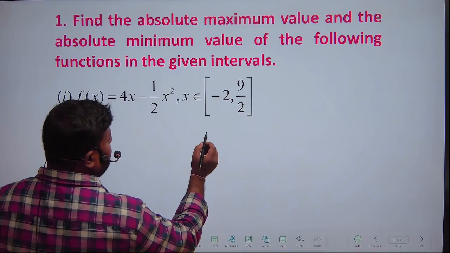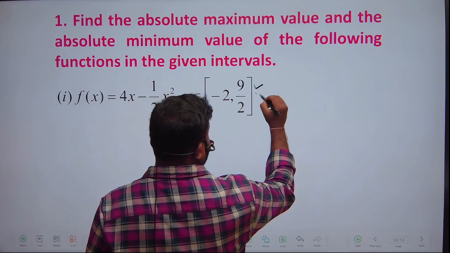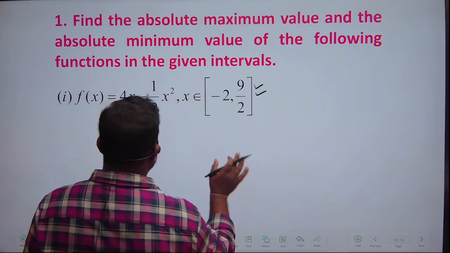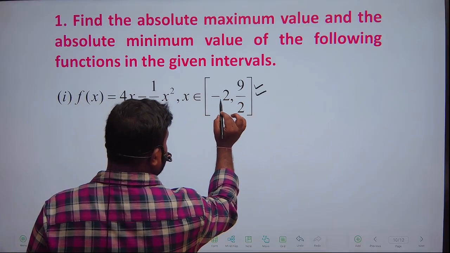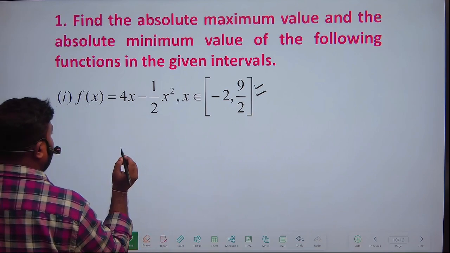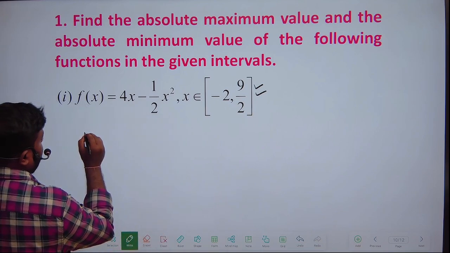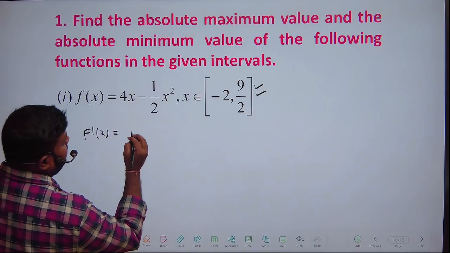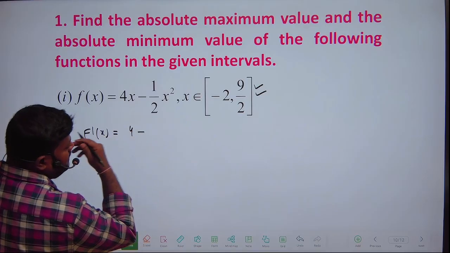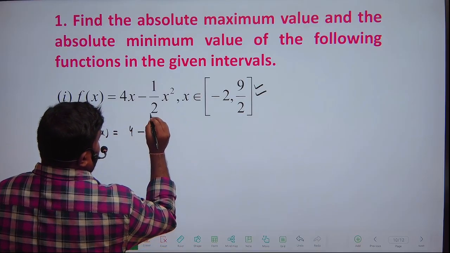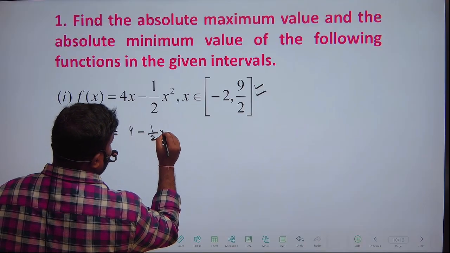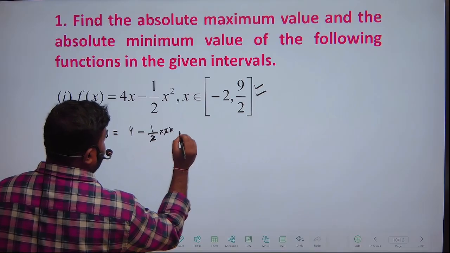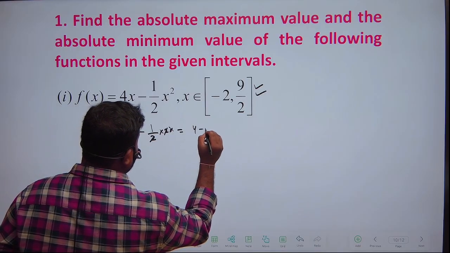Now this question is what? Here is the closed interval. It means we have to find the absolute maximum value and the absolute minimum value in between -2 to 9/2. See what I'm going to do here. Let's do f dash x, that is equals to what? 4 minus 1/2 times 2x. 2 cancels out, then we get 4 minus x.